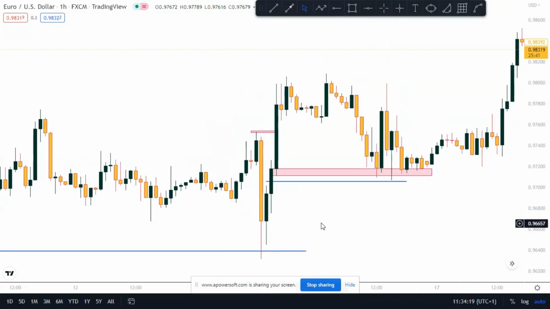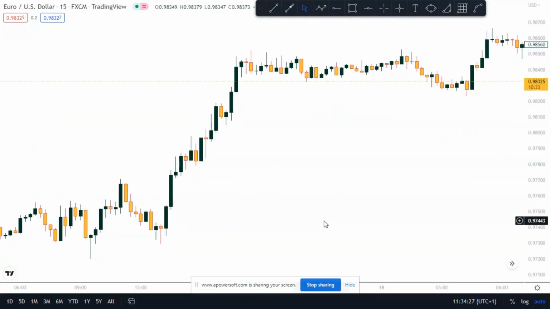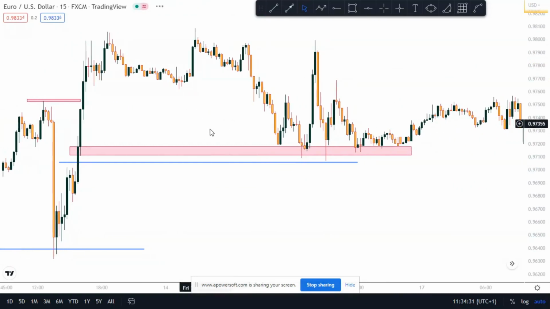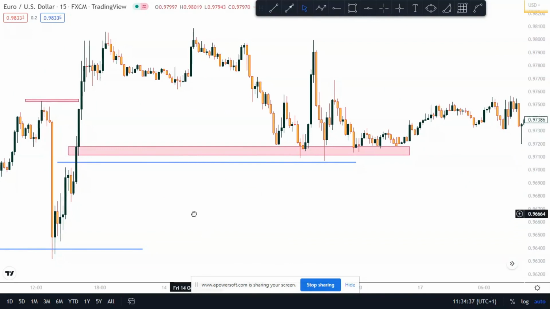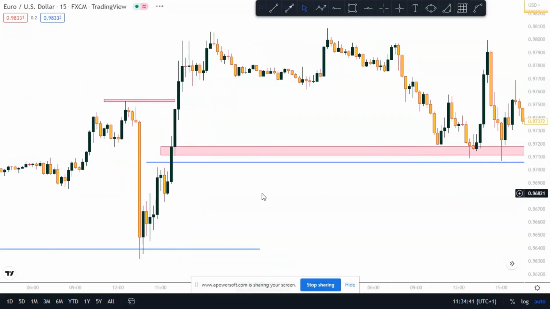We are on H1. Remember, we are on H1. Now from H1, I go on M15. And now what am I saying on M15? On H1, I would place my order here, and then my take profit and my stop loss.